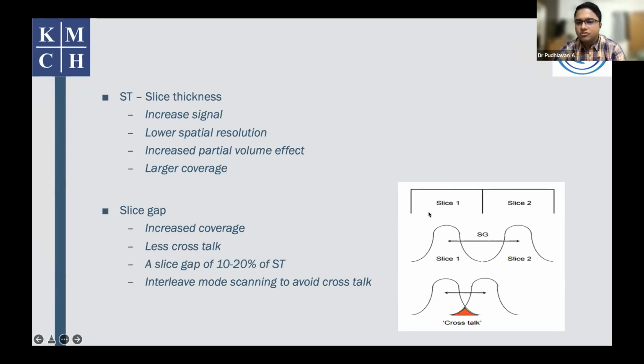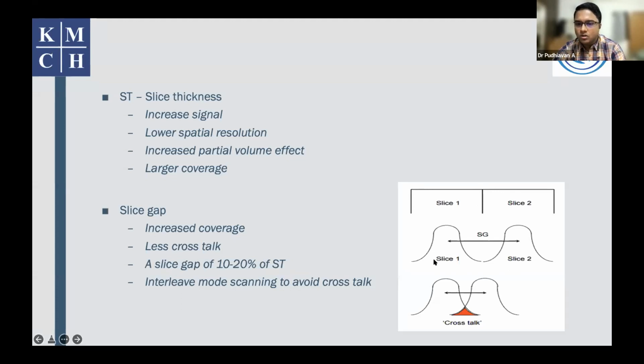The acquisition of the image ideally should be like this. You get data from this entire slice, then for the second slice, you get data from this entire slice. But since the slice selection gradient uses a change in magnetic field strength, it will not be very clear cut like this. So in reality, when you're using a slice selection gradient, you get the data from the slice like a bell curve.